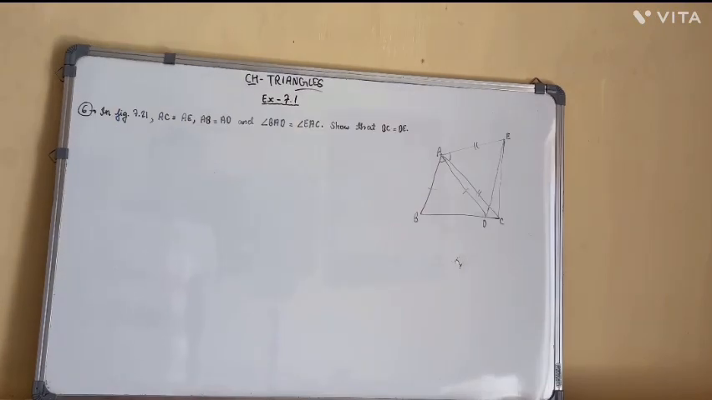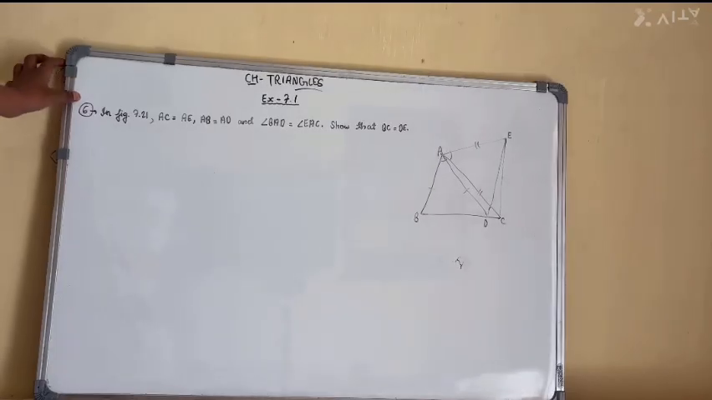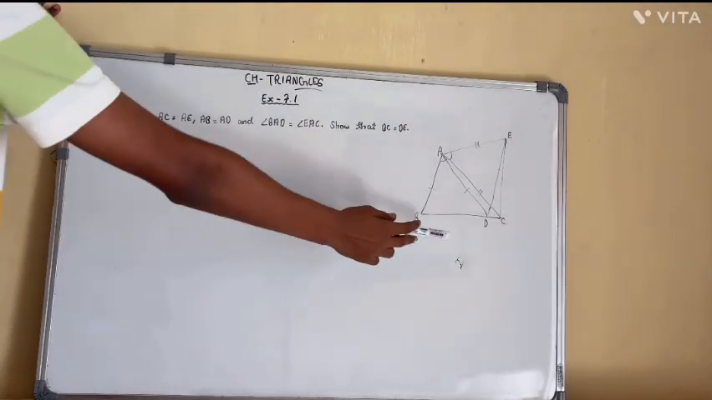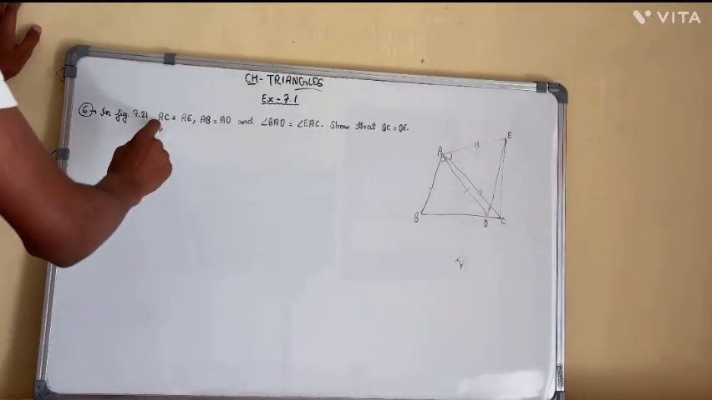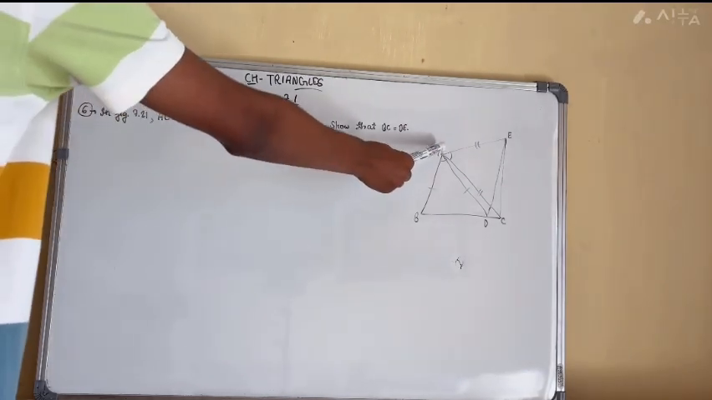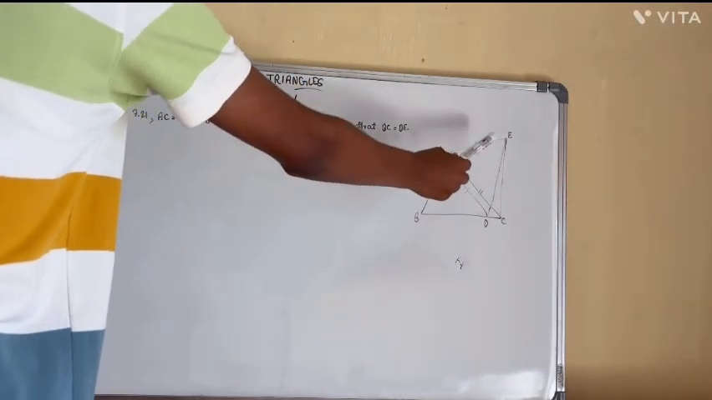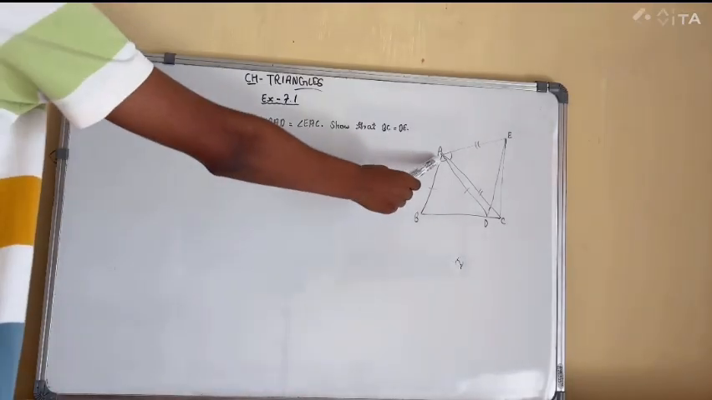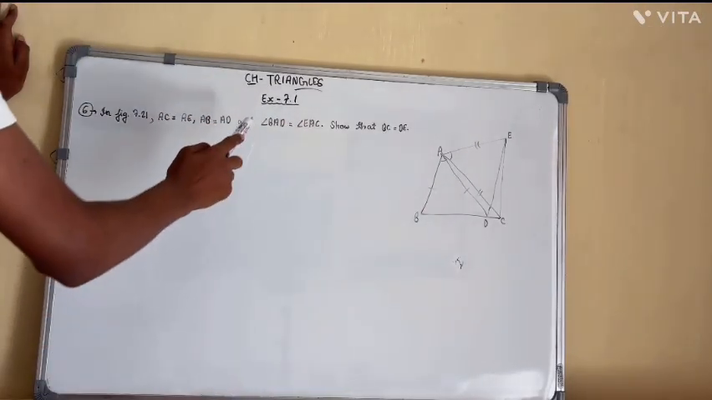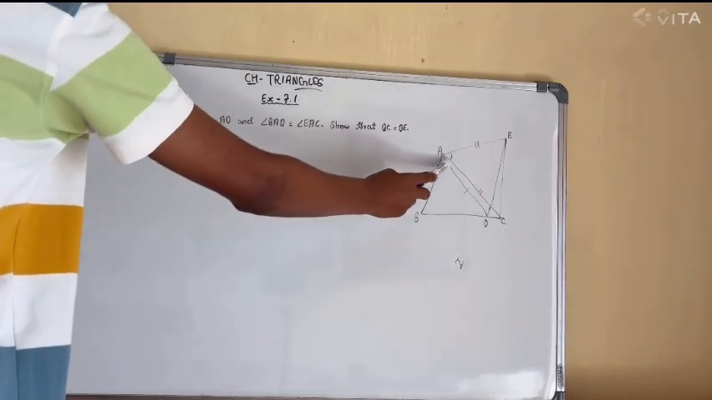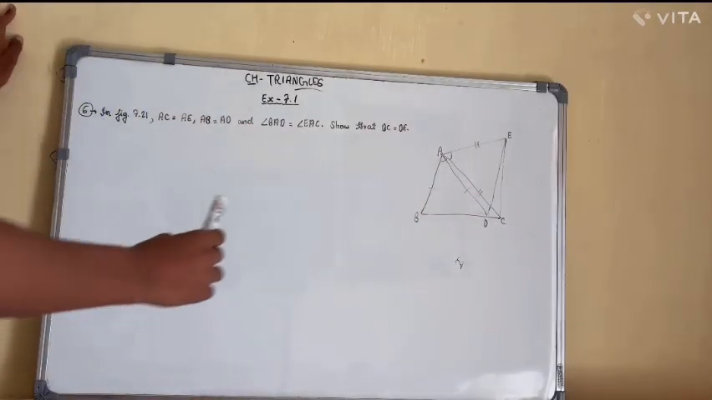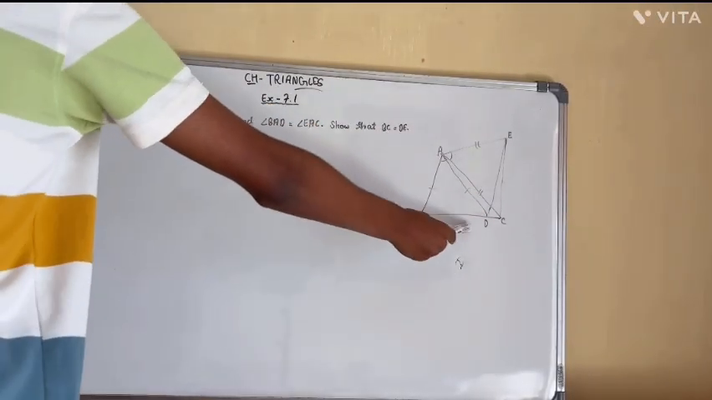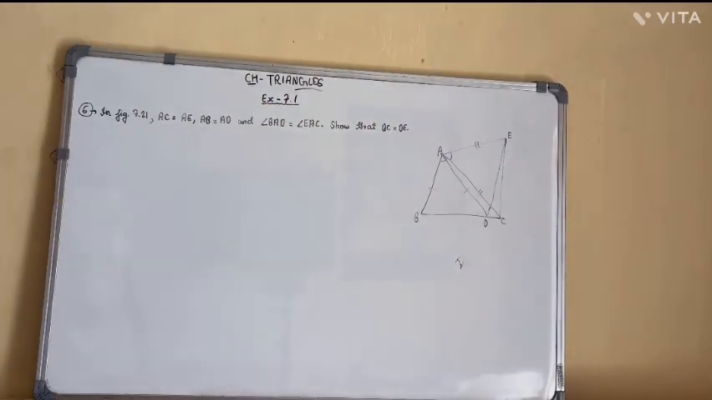So now we are going to do the sixth question. The sixth question is saying, in figure 7.21, this figure is given. This is a rough figure. You can see the accurate figure in your book. Here it is given AC is equal to AE, these two dots, and AB is equal to AD. Okay, and angle BAD is equal to angle EAC. We have to show that BC is equal to DE, meaning this BC is equal to full ED. Okay, so I am solving this. You can write in your notebook.